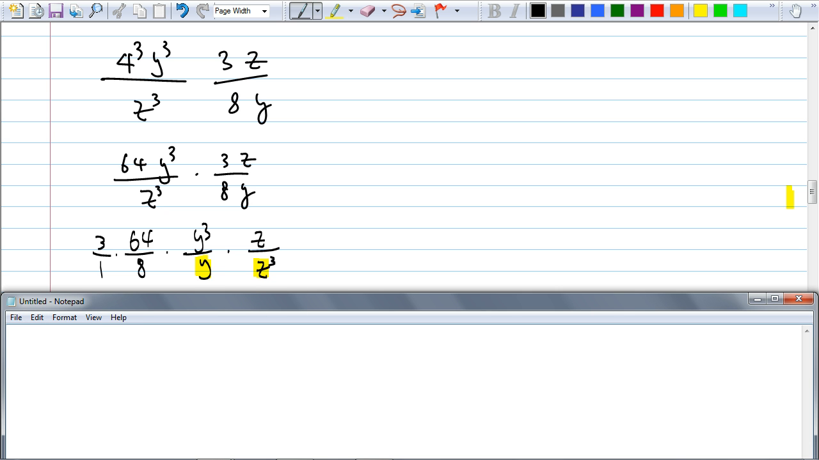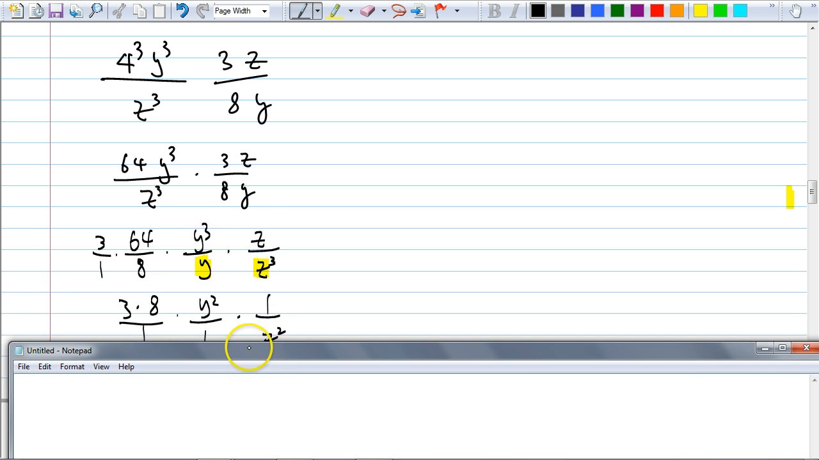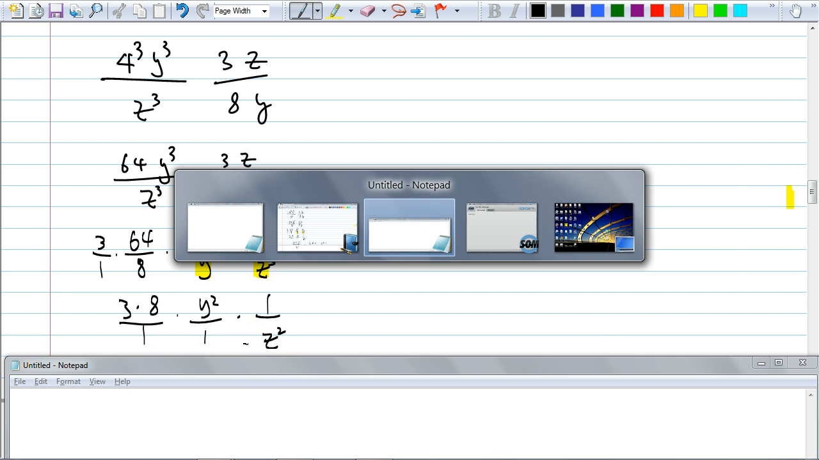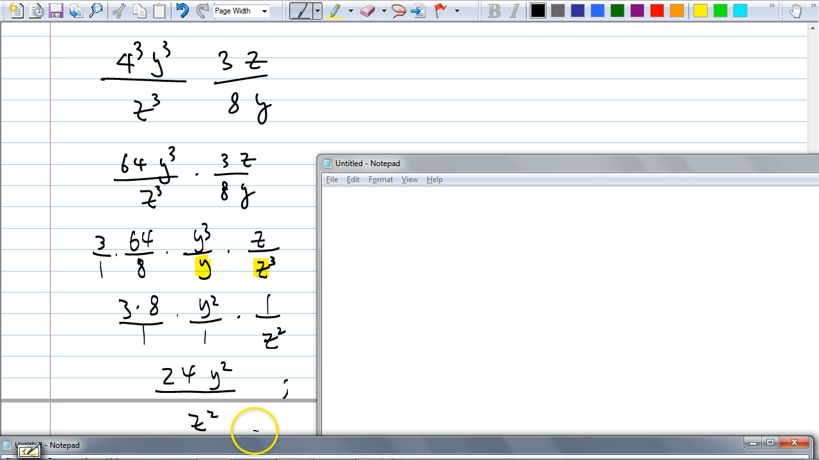Lindsay? You get, well, I got my answer, 24. 24, yeah, right. You're right. 24 y squared over z squared. That's right. So take a look, don't we get 24 y squared over z squared? Because what's y cubed over y? Well, that just gives you y squared over 1. What's z over z to the third? 1 over z to the second.